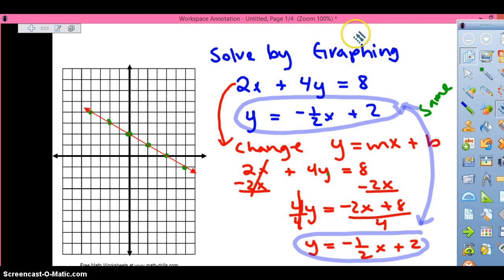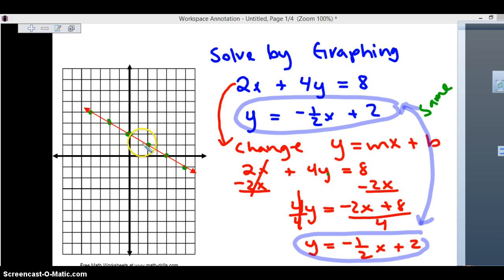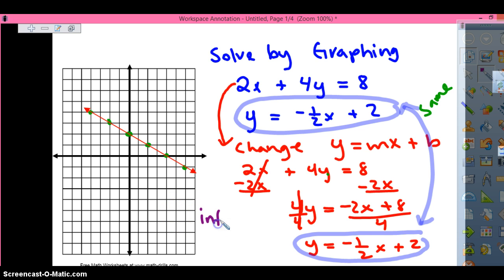So I graph the first equation, y equals negative 1 over 2x plus 2, started on 2. If I had to graph this one, wouldn't I be graphing on exactly the same line? So if it's the same line, there's infinitely many solutions. That means that every ordered pair on this line is a solution to the system of equations.